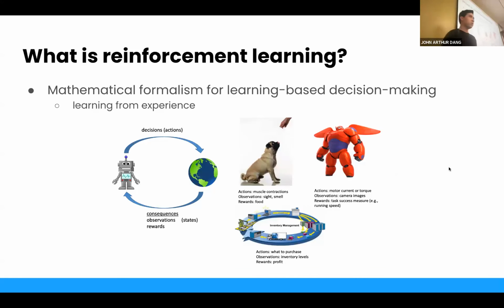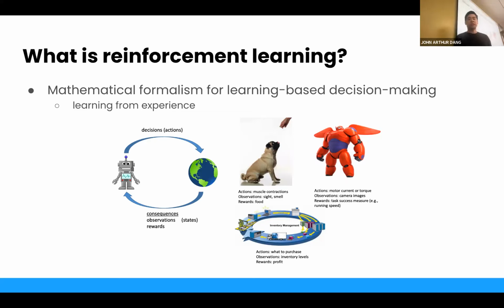So what exactly is reinforcement learning? RL provides a mathematical formalism for learning-based decision-making. Typically in an RL setting, we have some kind of agent, like this robot here, making decisions in some environment in the world, and the world sends back consequences for the actions that the agent is taking in the form of observations, meaning what it sees and how the state of the environment changes, and then rewards, some measurement of how well you're doing at some task.